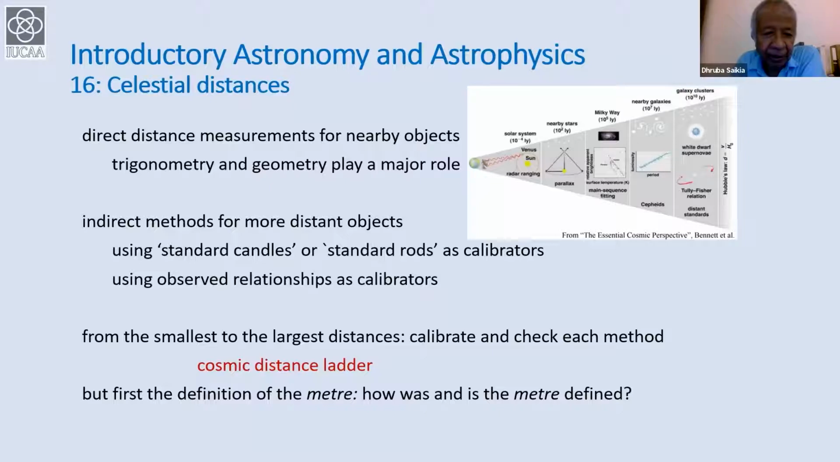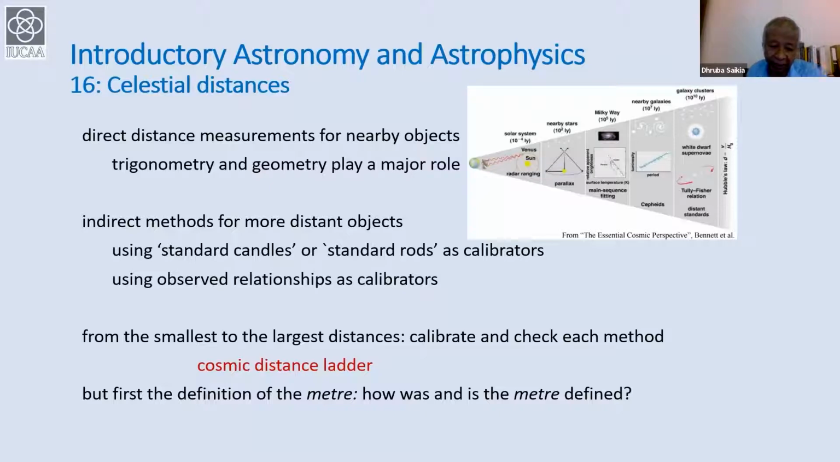What does that mean? If you know an object has a fixed luminosity, then you can determine its distance from the observed flux or flux density. Similarly, for a standard rod, if you knew the length of the rod, then you can estimate its distance by seeing what angle the rod subtends.